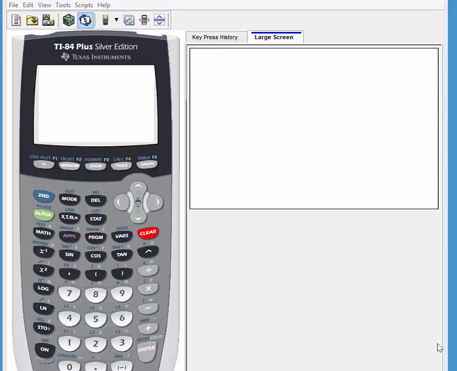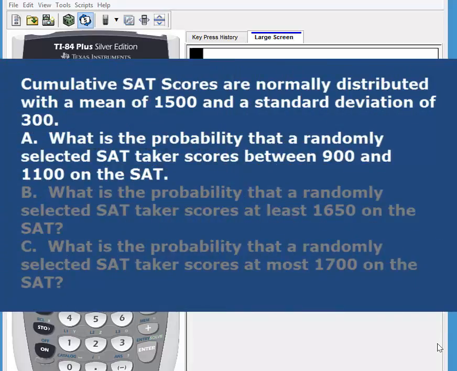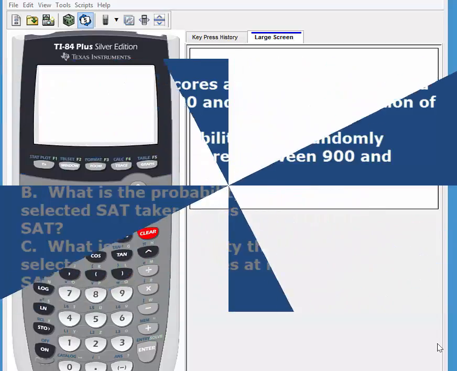Okay, I'm going to show you how to use the TI-84 calculator to evaluate normal distributions. Cumulative SAT scores are approximated well by a normal model with mean of 1500, standard deviation of 300. Part A. What is the probability that a randomly selected SAT taker scores between 900 and 1100 on the SAT?